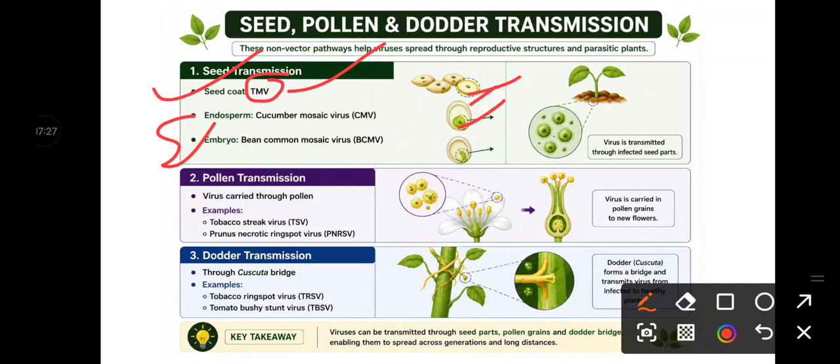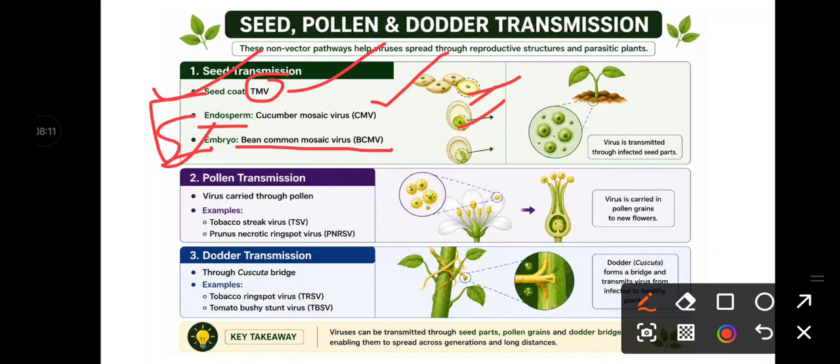The second important seed transmission is through the endosperm. This is very important. The cucumber mosaic virus is present in the cotyledon region of the cucumber seed, and when the seed grows, the plant will be infected. Then embryo transmission occurs in bean common mosaic virus. Remember the examples of these three, which are very important: seed coat transmission for TMV, endosperm transmission for CMV, and embryo transmission for BCMV, the bean common mosaic virus.